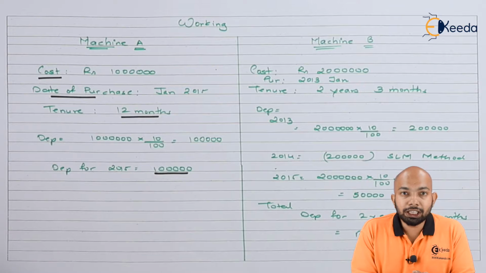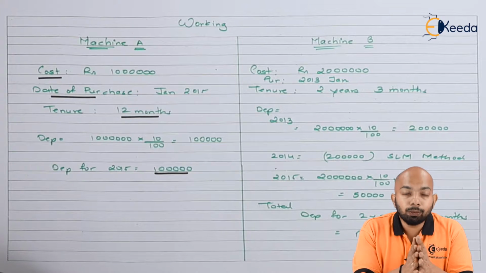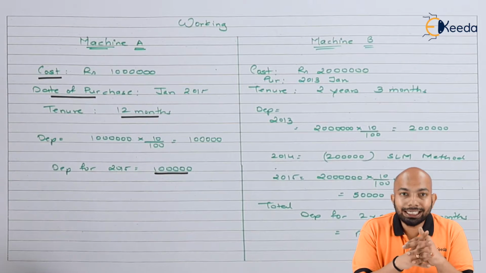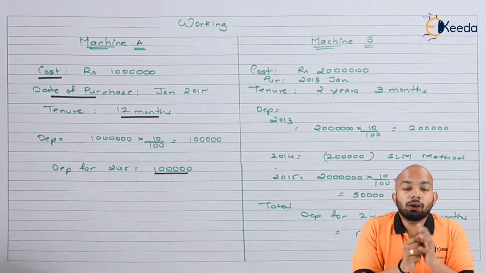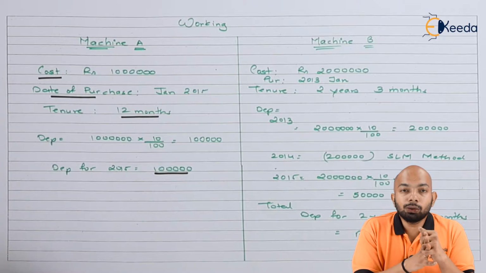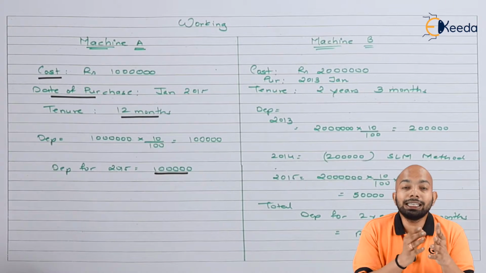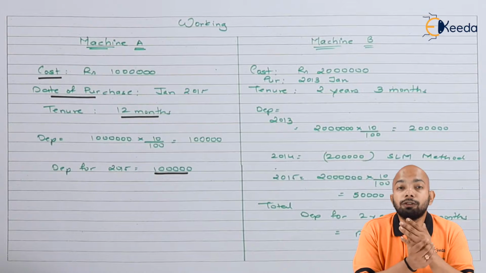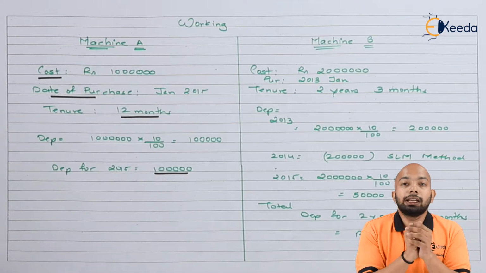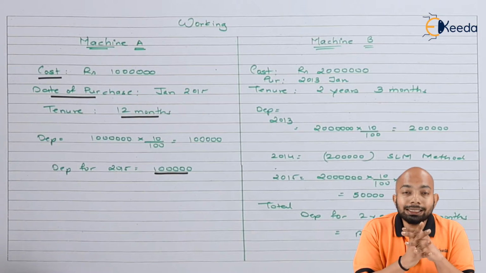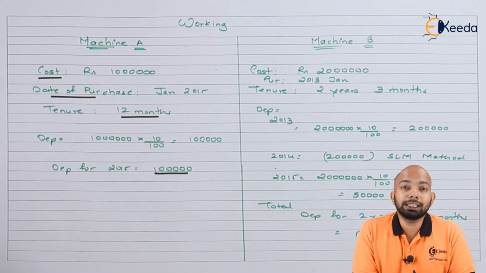So we're done with the calculation of machine B as well. We have mentioned that the cost of this asset was 20 lakh rupees. The purchase date was Jan 2013. So the tenure is from Jan 2013 until December 2015, or rather we can say that until April 2015 we have 2 years 3 months. So for 2013 we have calculated the depreciation, which is 20 lakhs multiplied by 10%. The usage has been for 2013 12 months itself, so 2 lakh depreciation. Similarly, in the year 2014 it has been used for 12 months, so the total is 2 lakh again. So for 2013 and 2014, both the years we have a depreciation of 2 lakhs each.